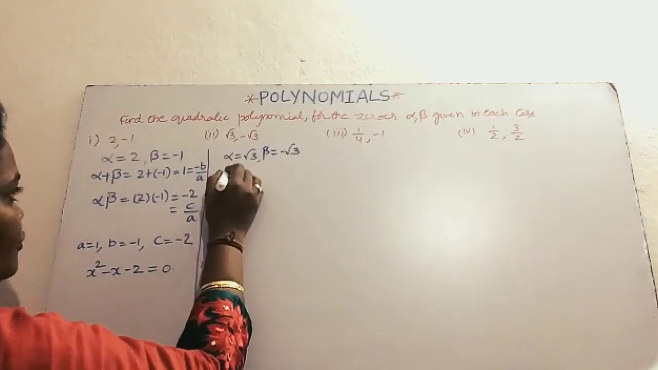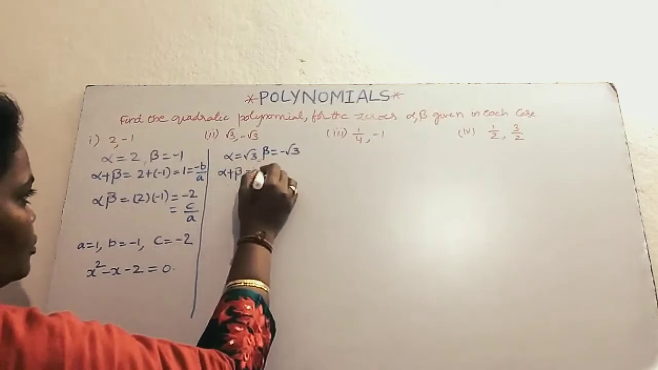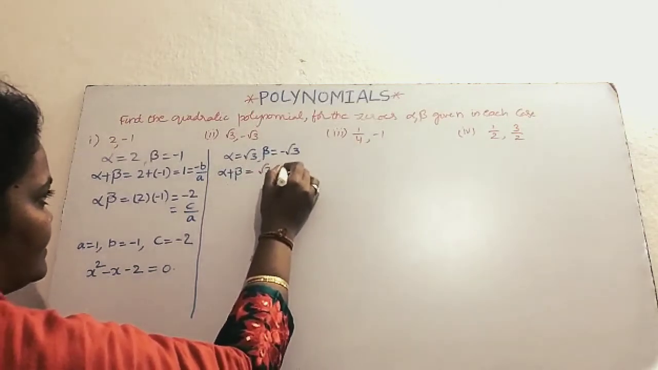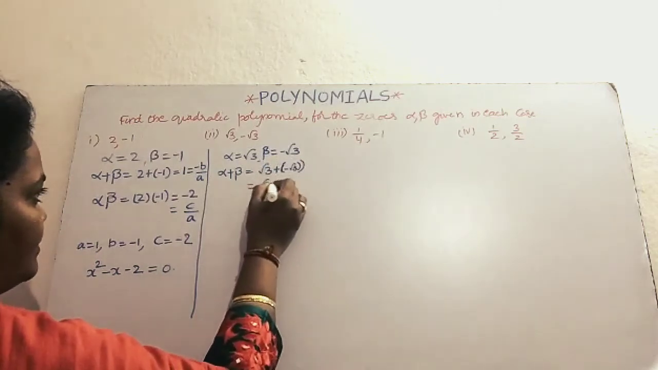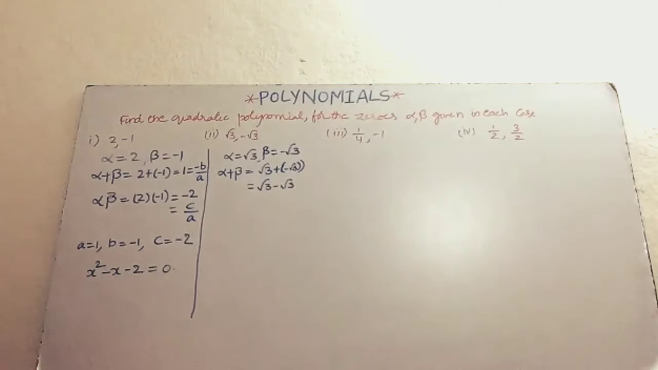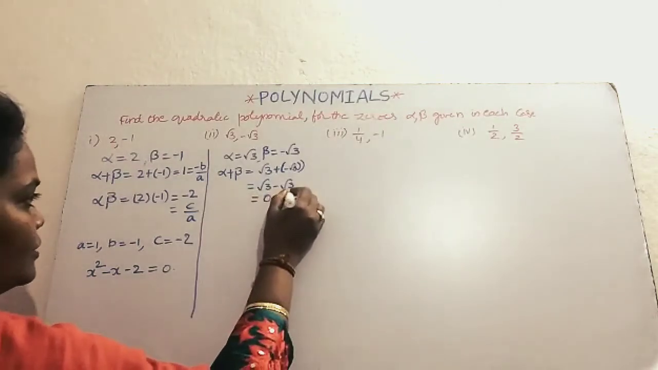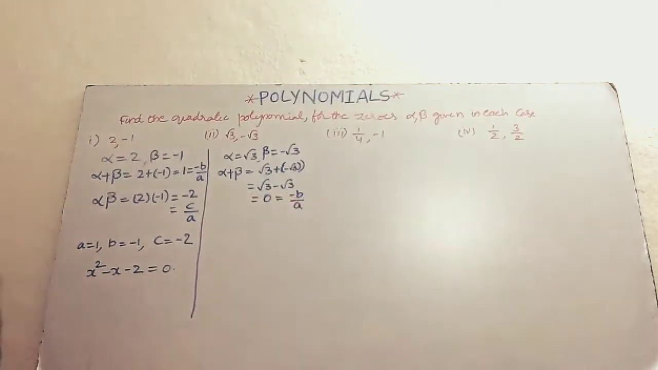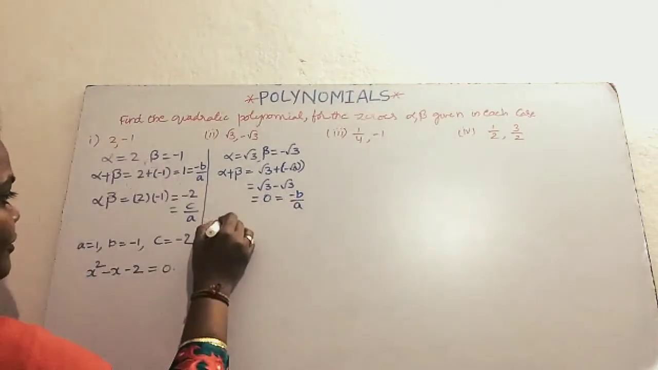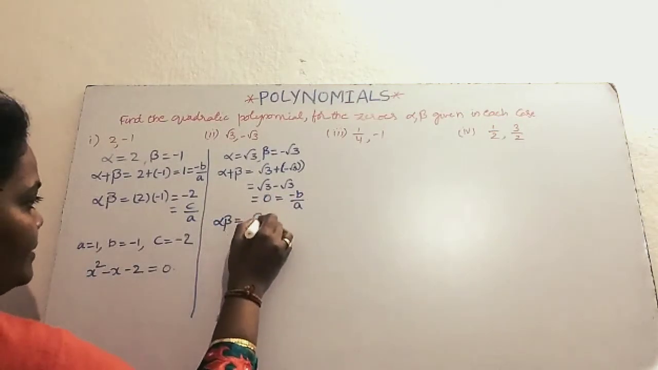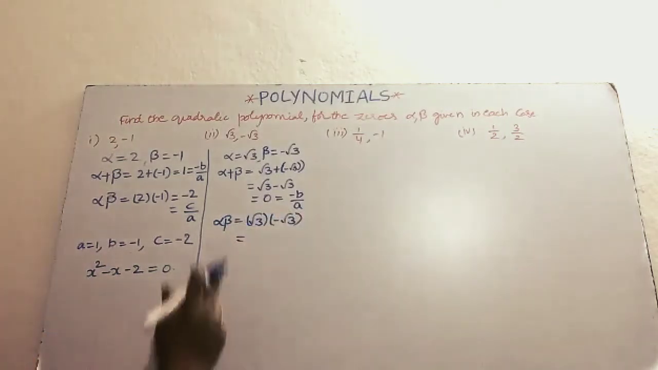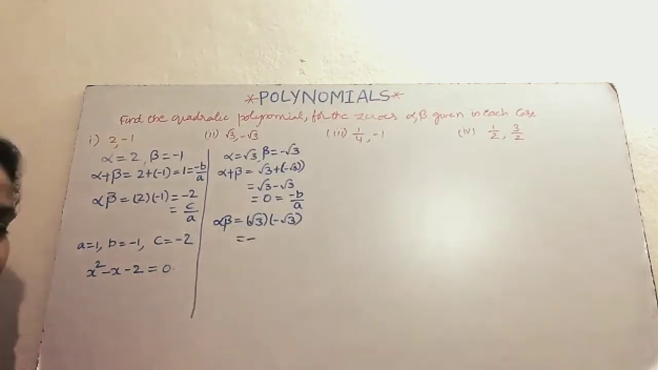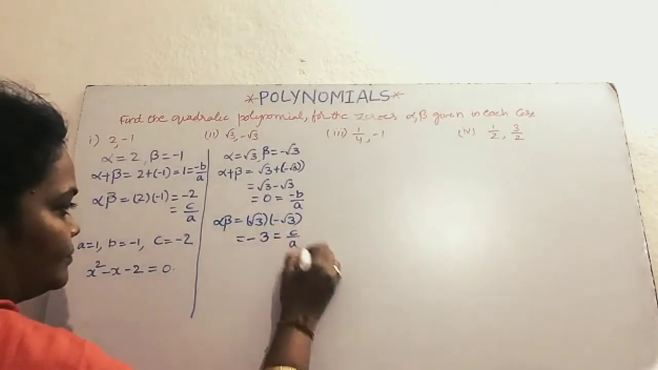Then what is the value of alpha plus beta? Root 3 minus root 3, that means root 3 minus root 3, that equals 0. That equals minus b by a. And what is the value of alpha beta? Alpha beta means root 3 into minus root 3. That means minus into plus is minus, root 3 into root 3 is 3, so minus 3. So that is equal to c by a.